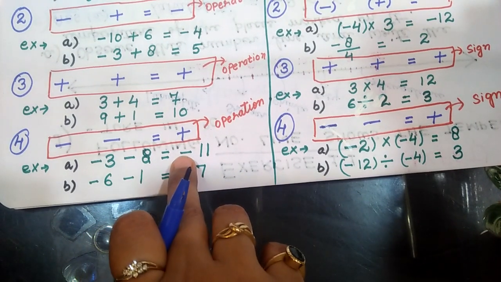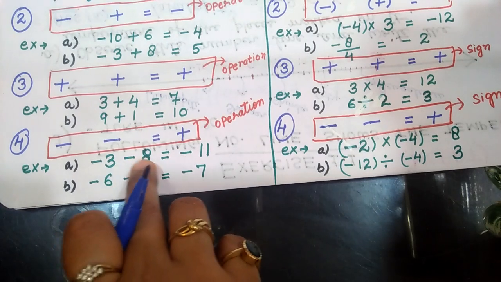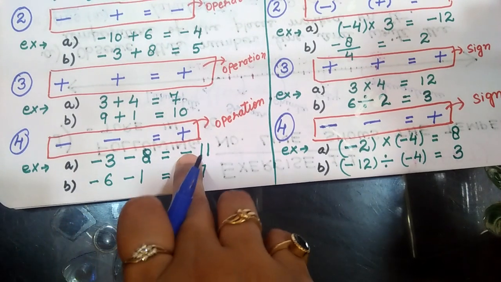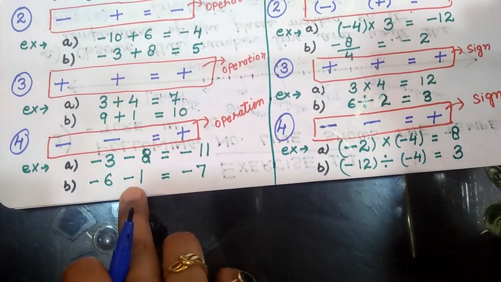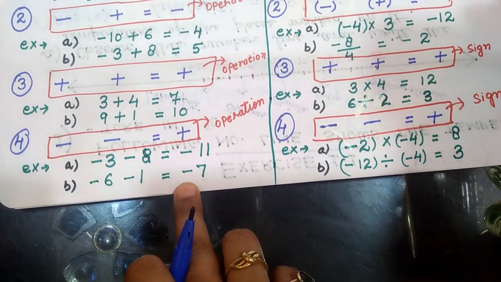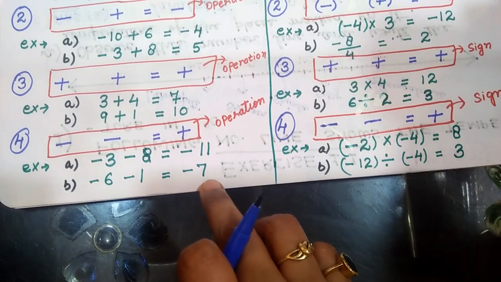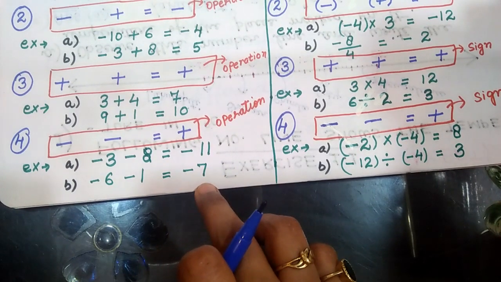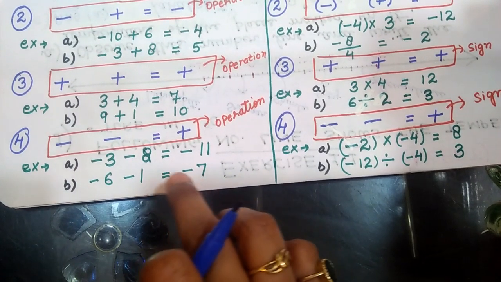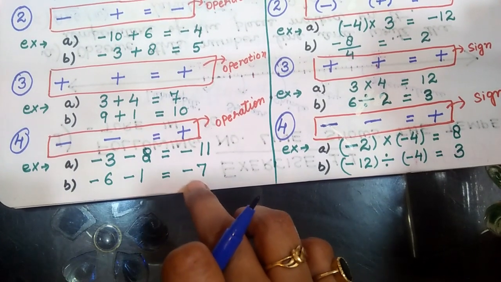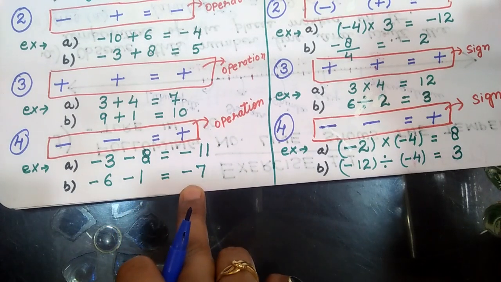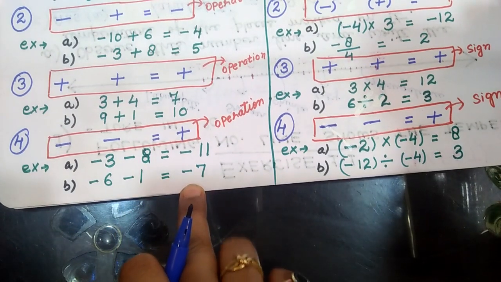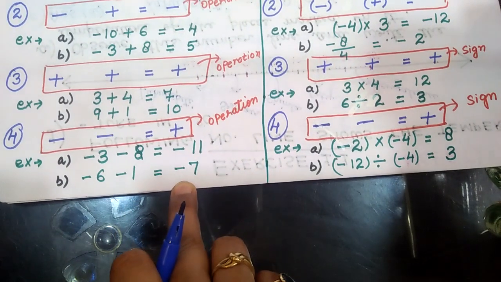But the sign of minus will come because both numbers have the minus sign, so the answer will be minus. Similarly, minus 6 minus 1 is minus 7, and it is very important to put the minus sign here. Most of the students commit mistakes here. They do the addition, but they do not put the sign of minus because they said minus minus is plus, so they forget to put the sign. But my students will not make the same mistakes.